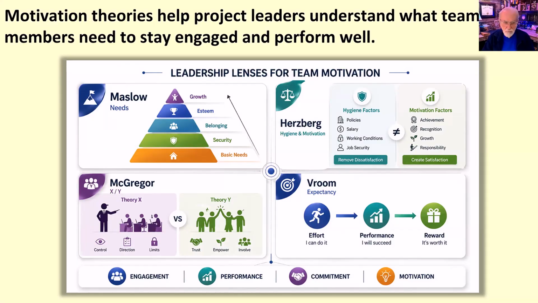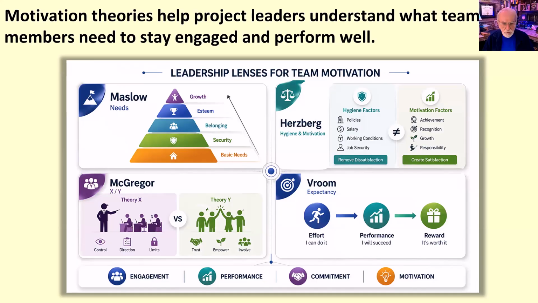That's a hygiene factor. But once those all are kind of satisfied, then people become motivated by achievement, recognition, growth, and responsibility, which is similar, the overlap to, as I mentioned, Maslow's theory. As a project manager, you can recognize these hygiene factors and make sure that those things are taken care of.